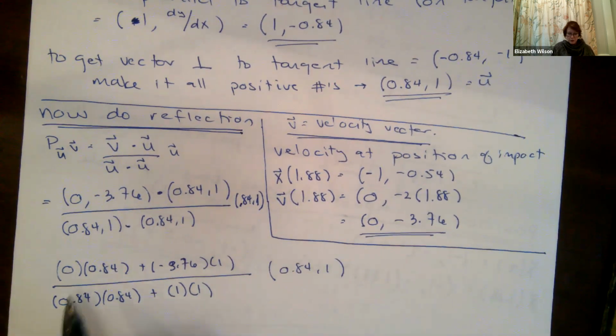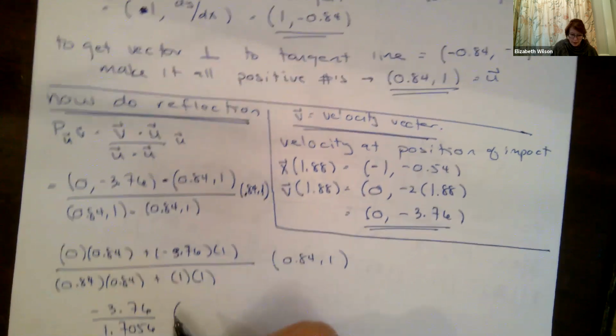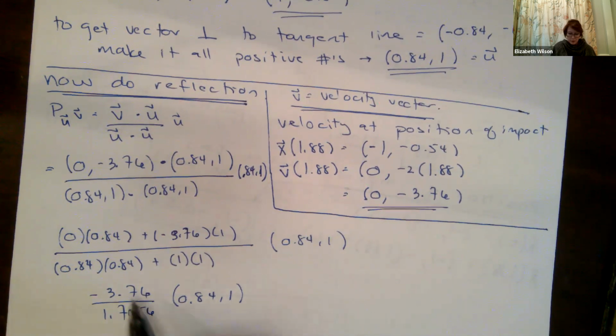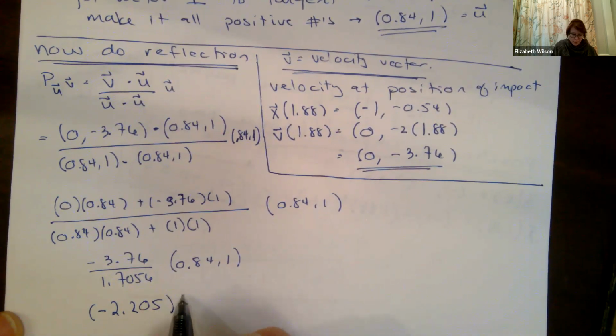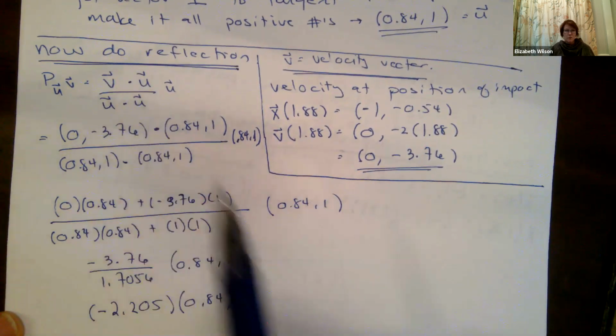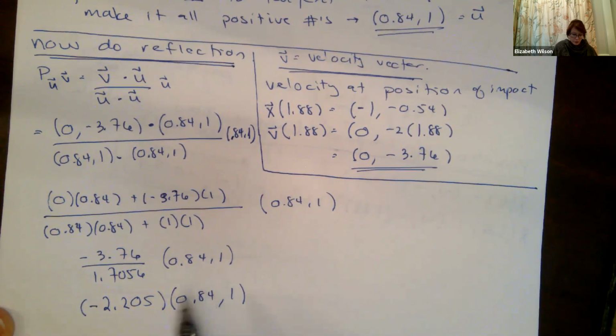Okay, so this is going to become minus 3.76 all over, I think this was 1.7056. I'm showing you all the math. So I multiplied this out and I put it together. So this is going to give me minus 2.205 times 0.84 comma 1. Remember, this whole projection bit right here just gives me a scalar. It's a number that I use to scalar multiply my vector that I'm projecting onto.